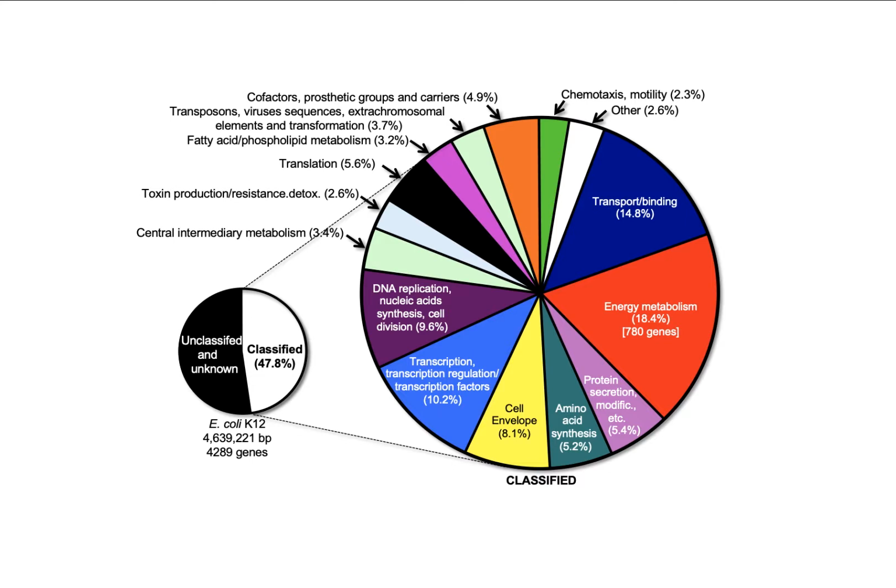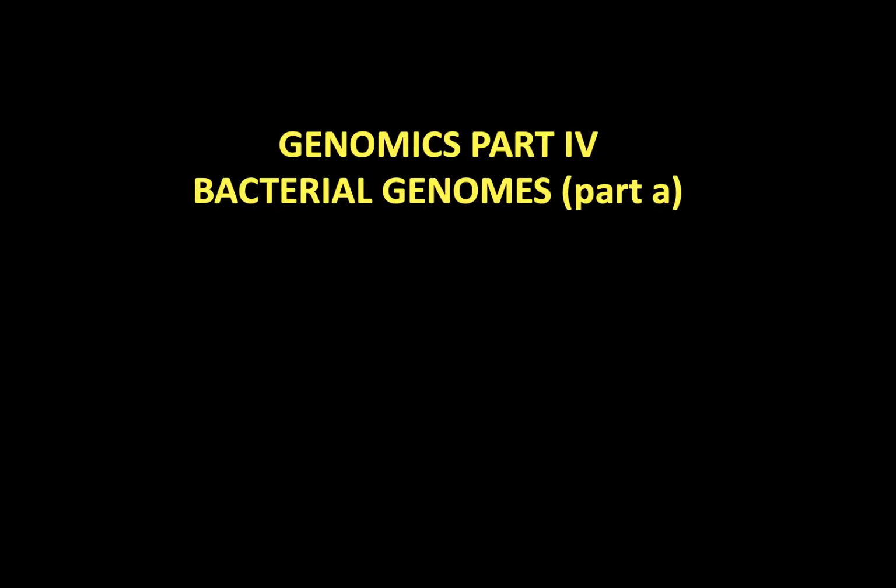And so, although it is a microscopic organism, it's already fairly complex with a fairly decent size genome for a bacterium. So that's the end of the first part of bacterial genomes. Next time I'll talk about other bacterial genomes, as well as a couple of archaeal genomes.